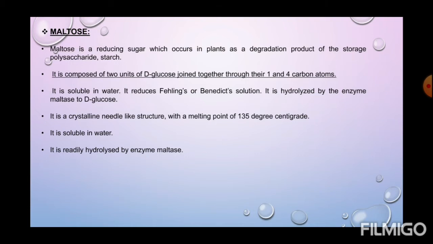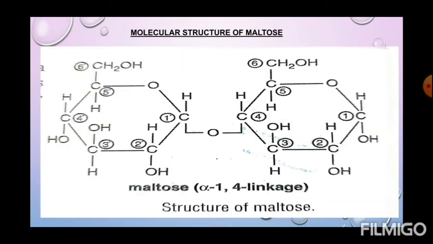So, dextroglucose or D-glucose join together through their carbon 1 and carbon 4. That means in maltose, 2 molecules of glucose, one will join at the carbon 1 with the other at the carbon 4. You can see it in the structure. I'll show you. You can see the structure of maltose. See, there are 2 glucose molecules.